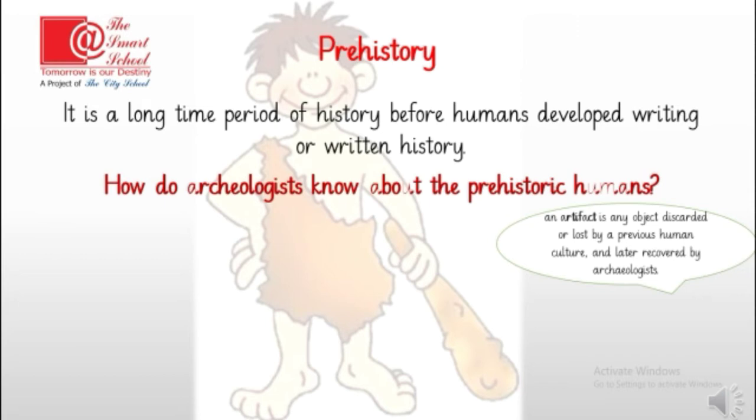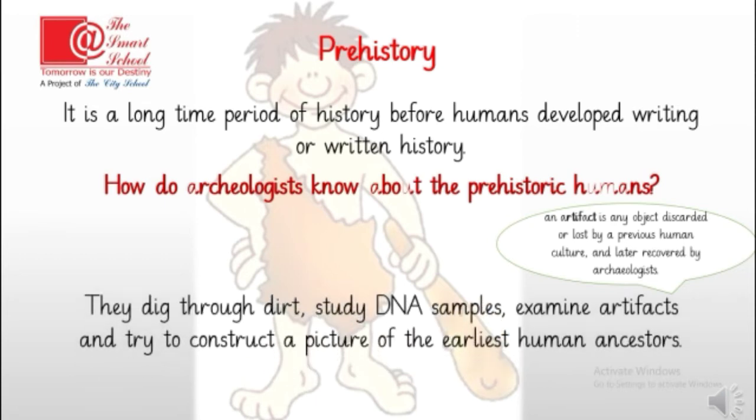So the question arises, when humans did not write anything, how do we come to know about their lifestyle and other aspects of the society? How do archaeologists know about the prehistoric humans? They dig through dirt, study DNA samples, examine artifacts, and try to construct a picture of the earliest human ancestors. Now, what are artifacts? These are any objects which were discarded or lost by the previous human culture, and later they were recovered by archaeologists.